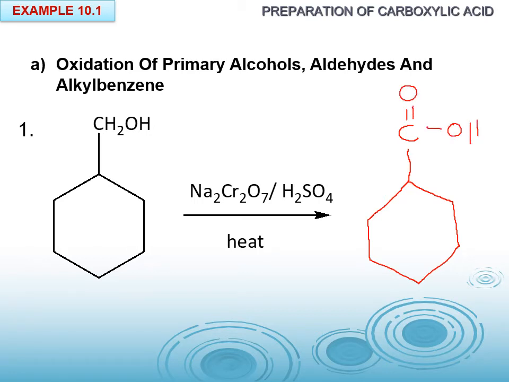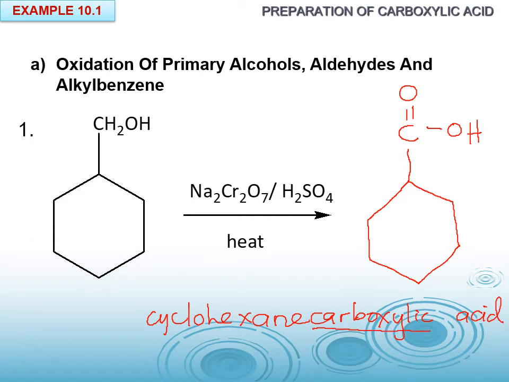So what is the name of this product? The name is cyclohexanecarboxylic acid. Why do we put carboxylic acid? Because the carbon is outside the ring. It's not inside the cyclohexane.